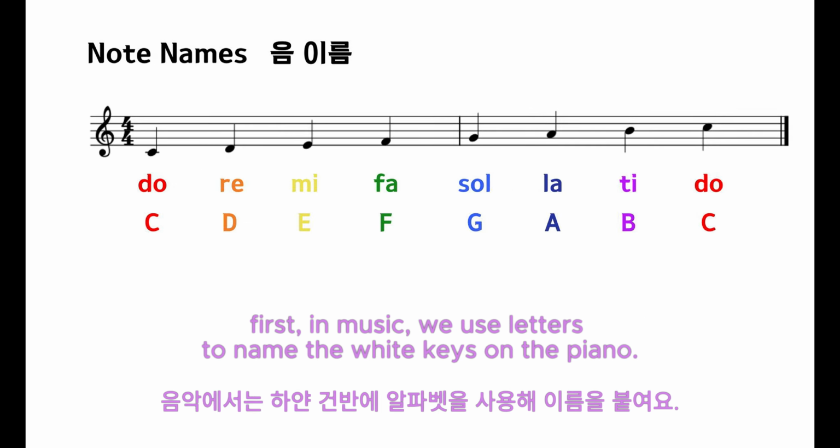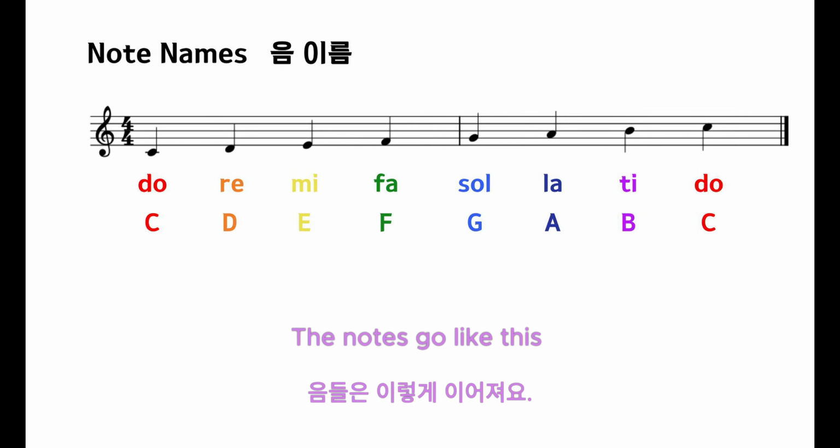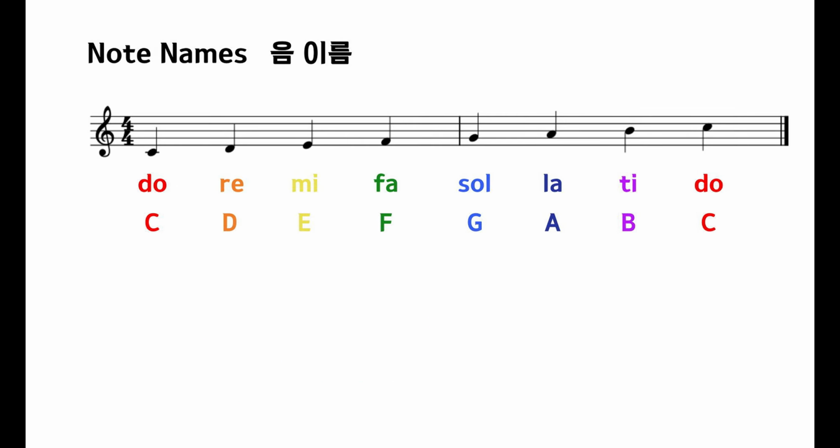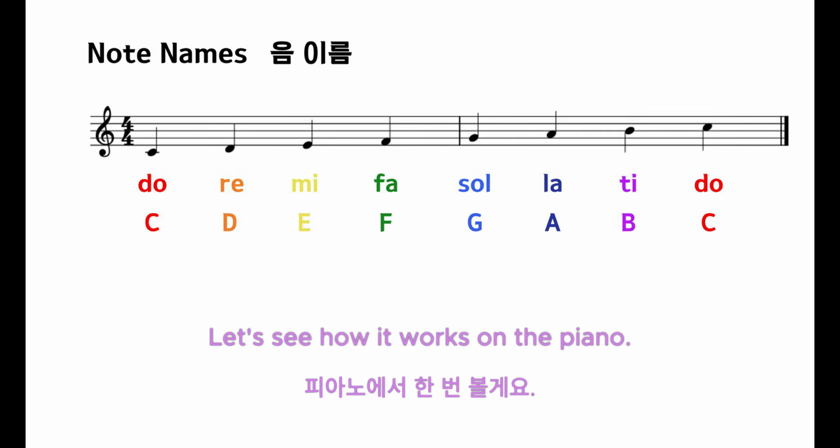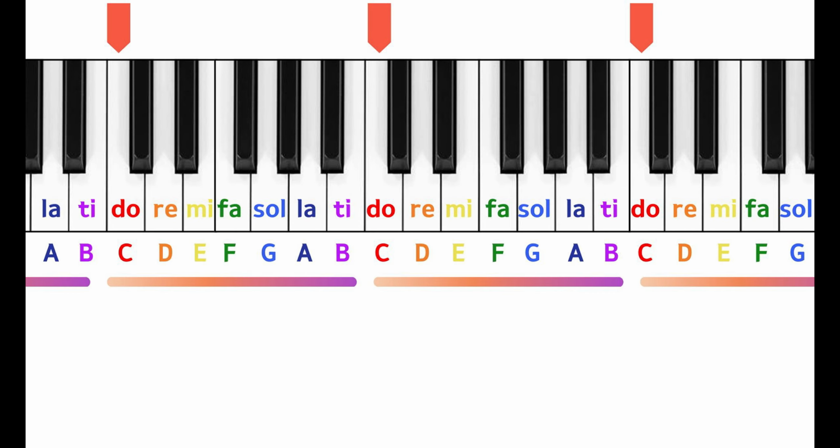First, in music, we use letters to name the white keys on the piano. The notes go like this: C, D, E, F, G, A, B, and C again. Let's see how it works on the piano. C, D, E, F, G, A, B, and it repeats C, D, E, F, G, A, B, C.